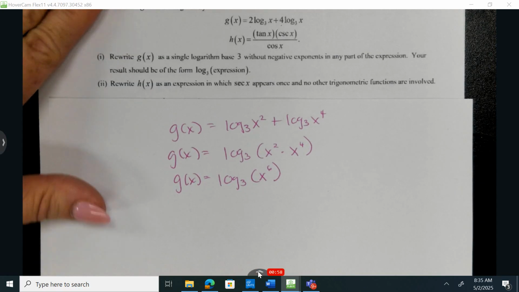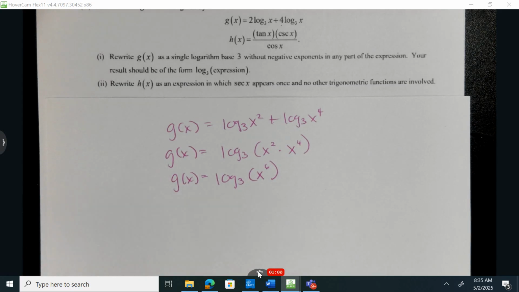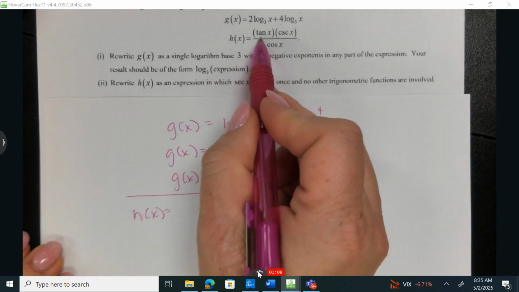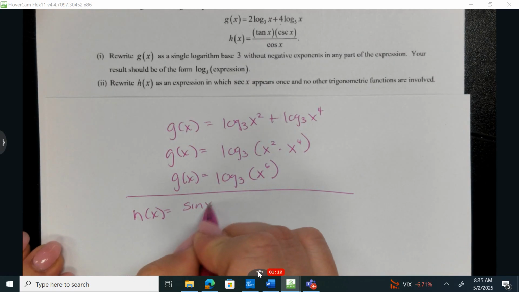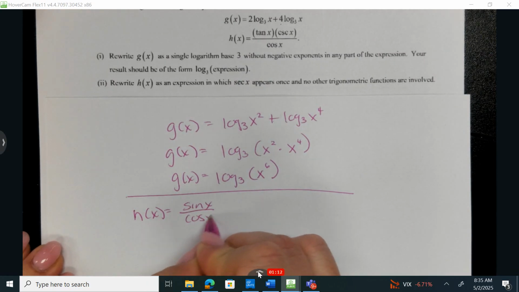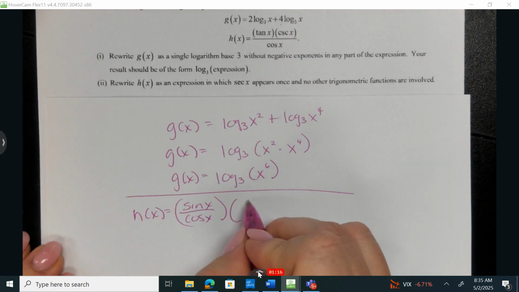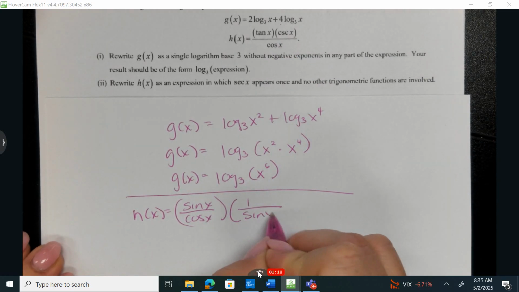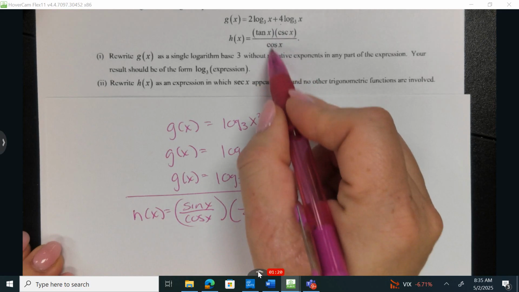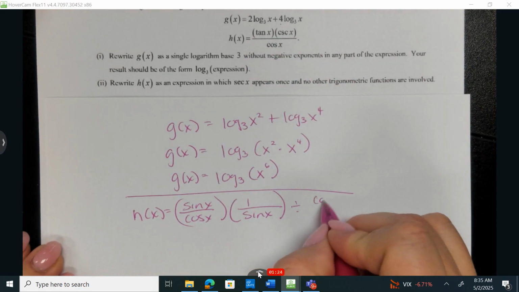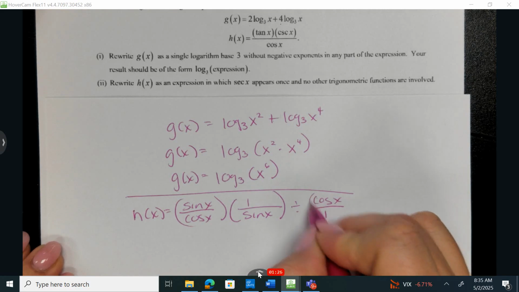We're going to rewrite the expression in which secant appears once and no other trig functions are involved. Right. So for h of x, I'm going to start by rewriting tangent. I know tangent is equivalent to sine over cosine. I also know that cosecant is equivalent to 1 over the sine. And now instead of writing this vertically, I'm going to write it horizontally. So divided by cosine, which is cosine over 1.